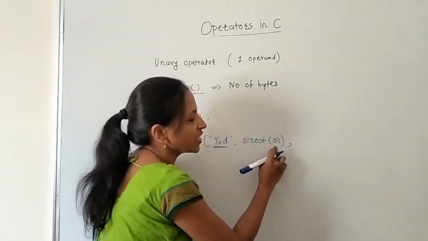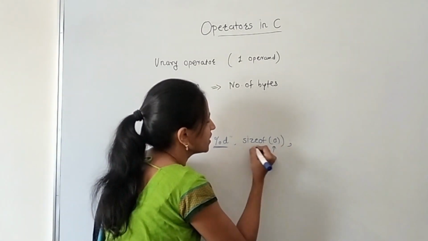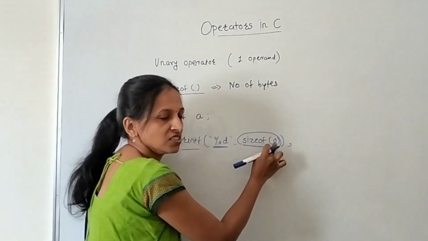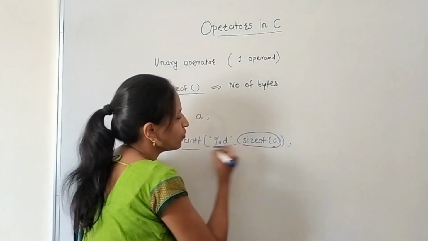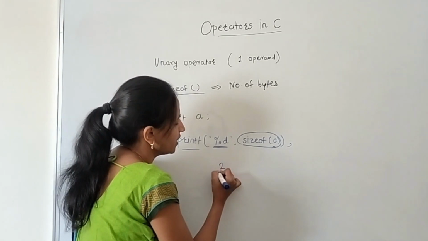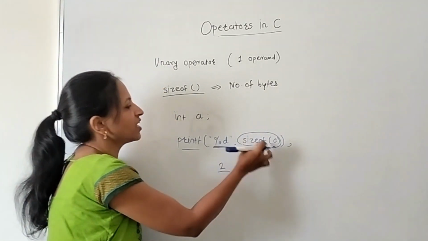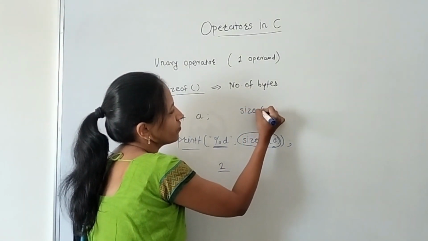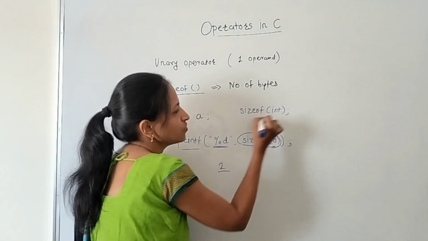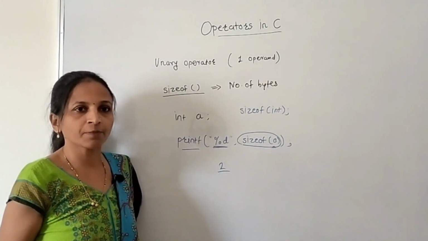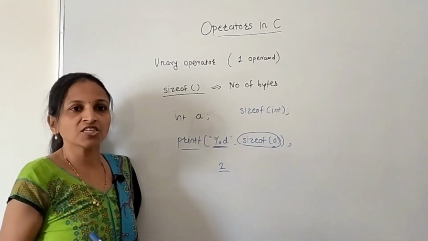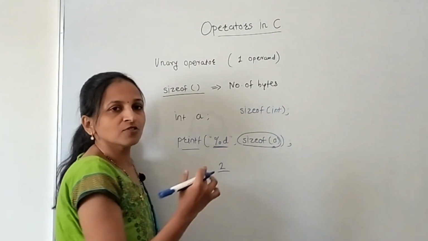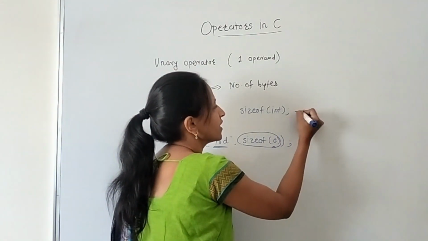And here I have written sizeof(a). What is this? I have used the sizeof operator on this single operand a. Now what will it display? It will display 2, because the size of a will be 2. And suppose we are writing like this: sizeof(int). We can also use the sizeof operator with a data type. This int is a built-in keyword that represents the integer data type. So if we write sizeof(int), it will give you 2 again.